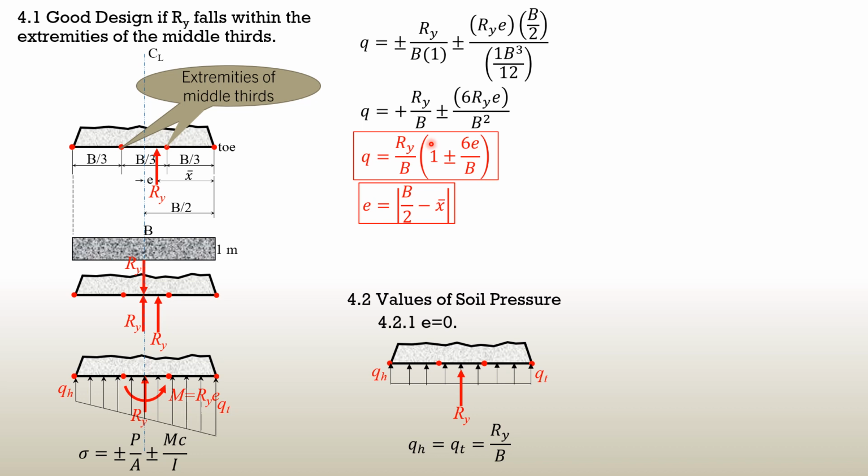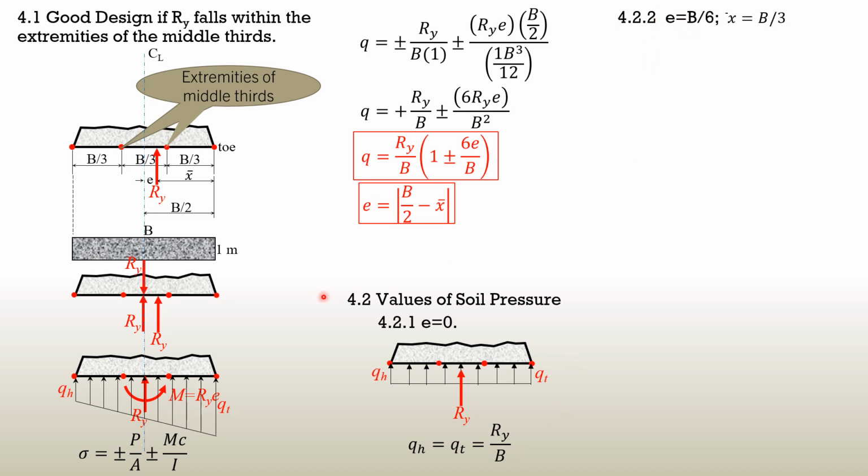So it is just Ry over B, but the unit here is in kilopascals or pounds per square foot, because we remember that B times 1 is in square meter supposedly, but the other partner is 1. That's why it just appears here B. So you might suspect that the unit is kilonewton per meter. It is kilonewton per meter square because the other value here is 1 meter.